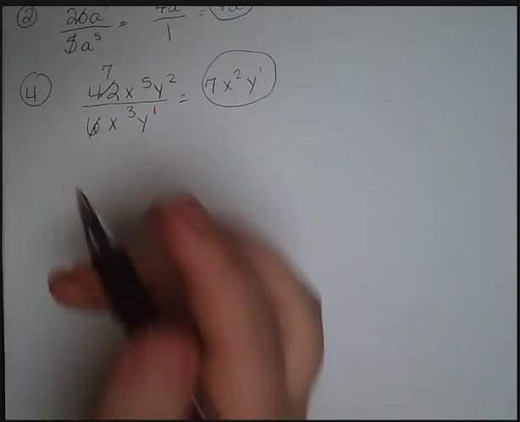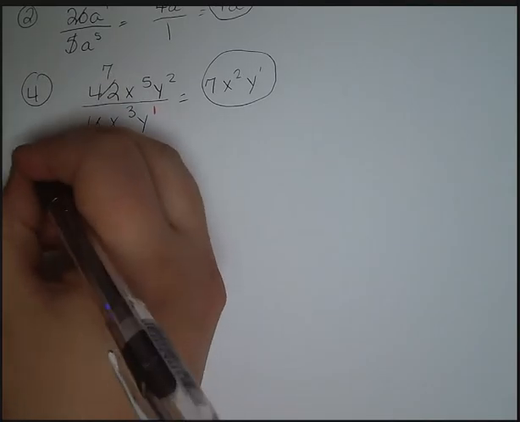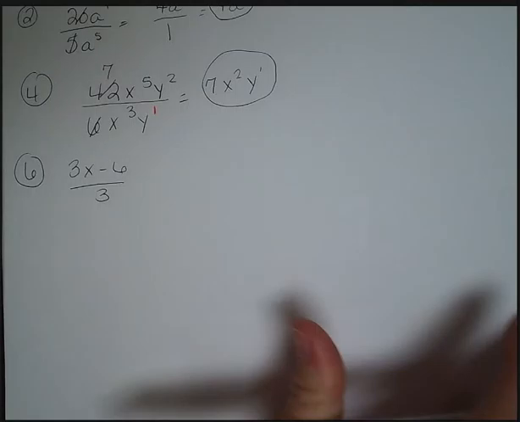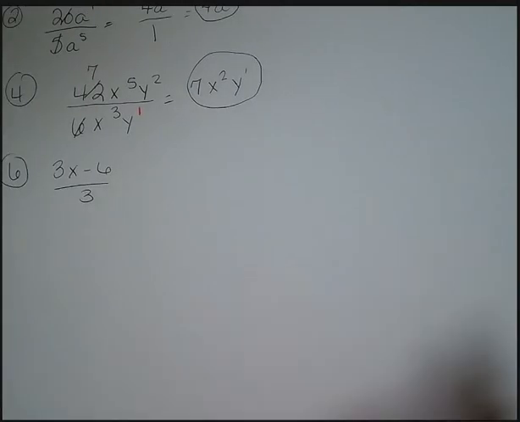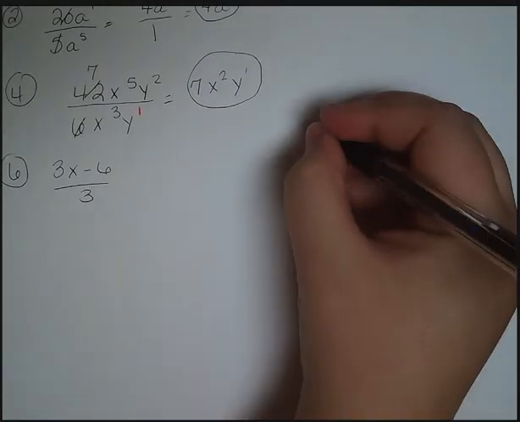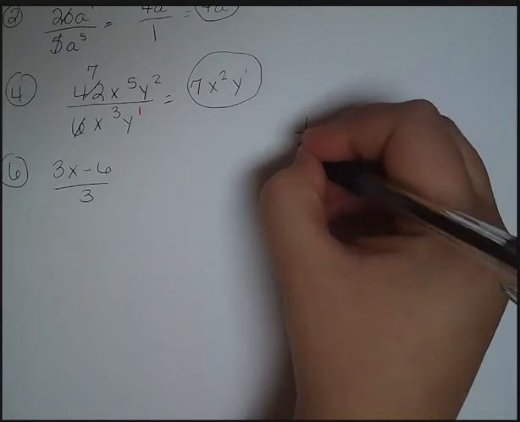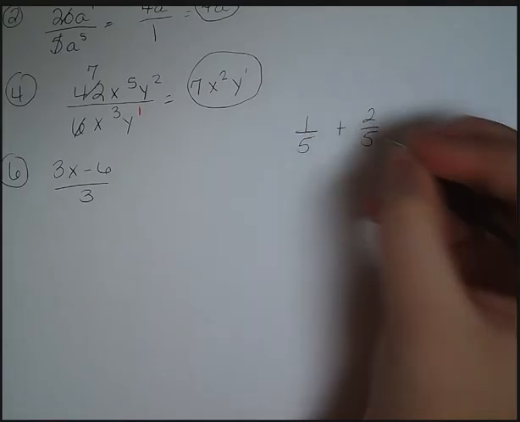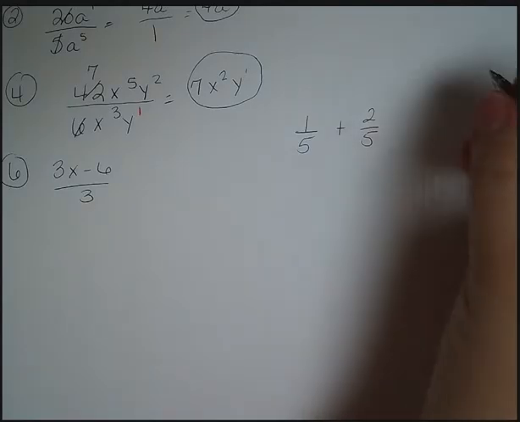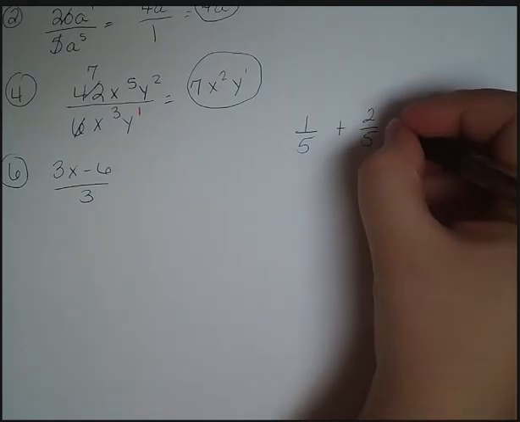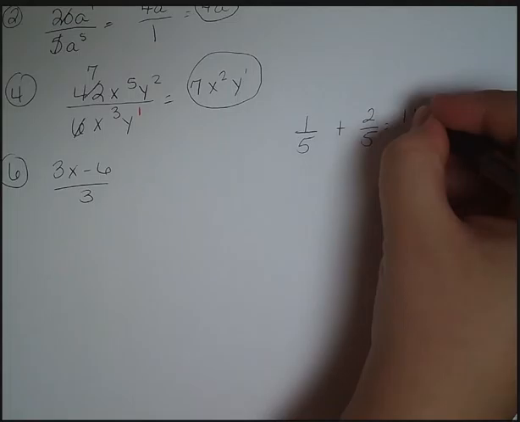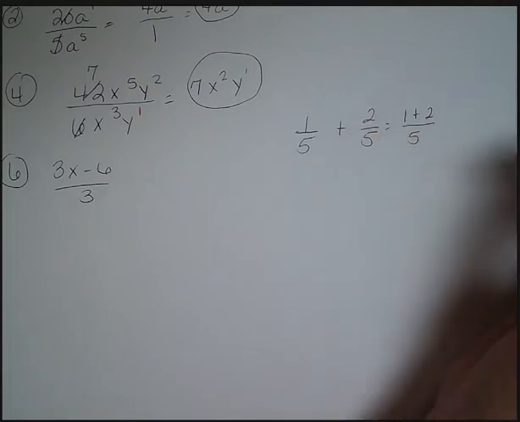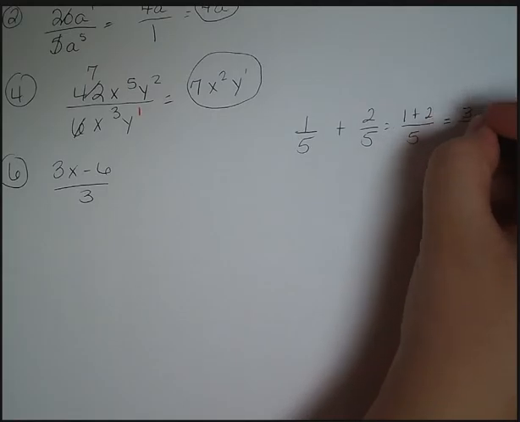Moving on to problem number 6. 3x minus 6 divided by 3. So let's do a little side note real quick. Let's say we're adding 1/5 and 2/5. To add those together, you would add the 1 and the 2 in your numerators, and you would keep the same denominator to get 3 over 5.